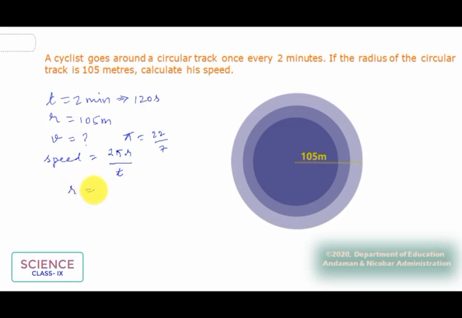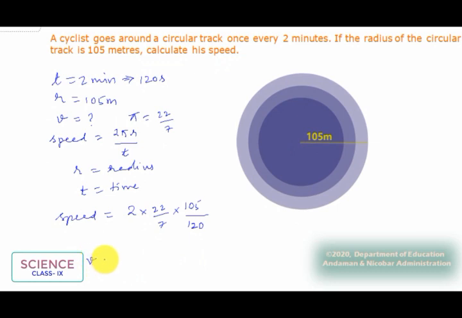Here r is the radius, t is the time. So substituting the value of pi, r and t in this equation, we will get speed is equal to 2 into pi, the value of pi is 22/7, multiplied by r, which is given as 105 meter, divided by time, which is 120 second. So solving this equation, we will get speed v is equal to 5.5 meter per second.